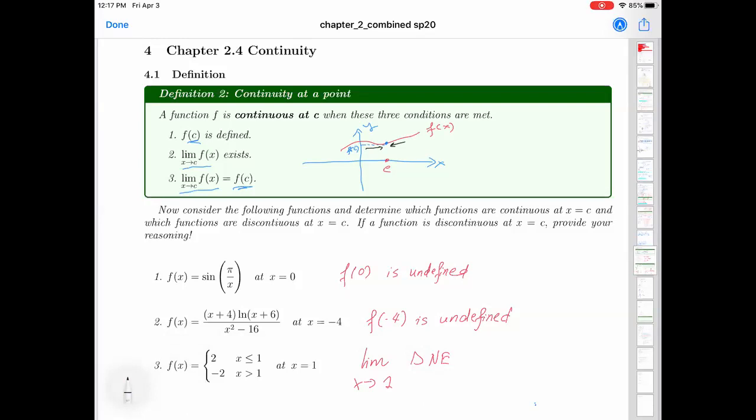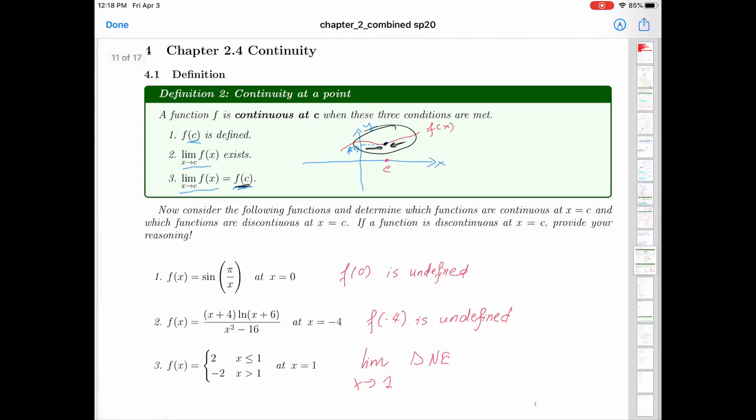Third, the limit of the function f of x when x goes to c does exist. And the last condition is that the limit of this function when x goes to c is the same as the function value when x equals c. And in this picture, yes, they are the same. So this function is approaching the point here, and the point here is actually the value of the function f of x when x is c.